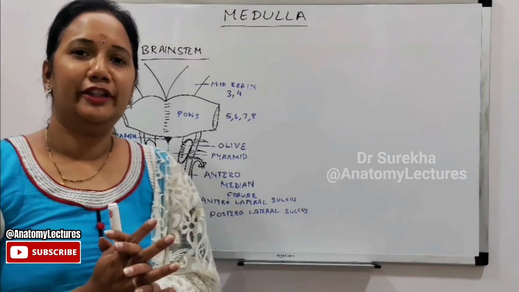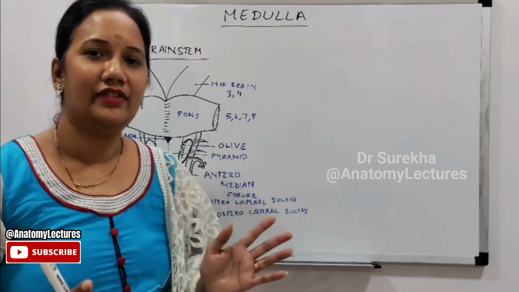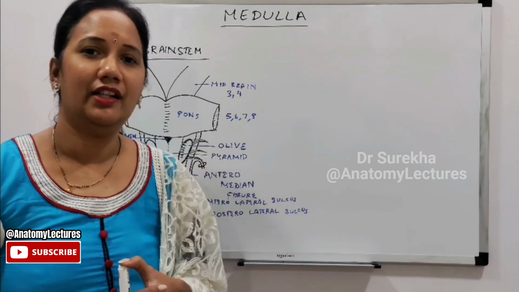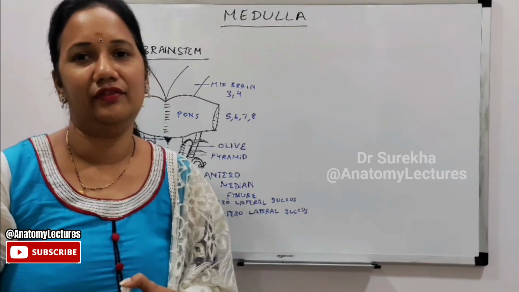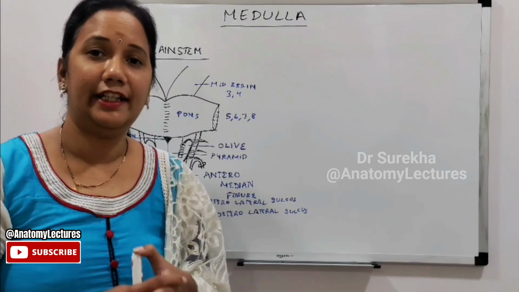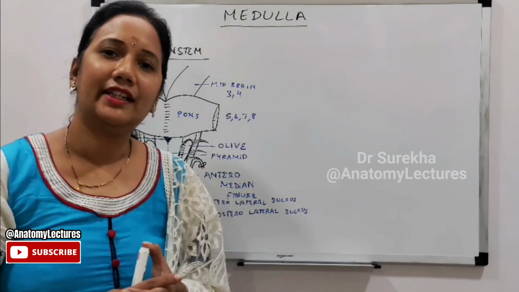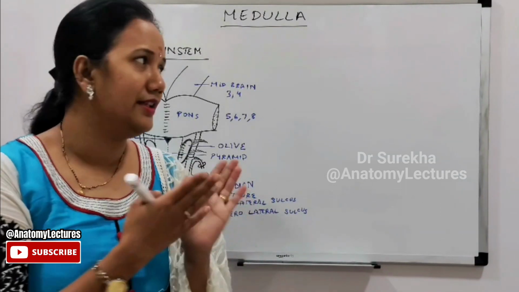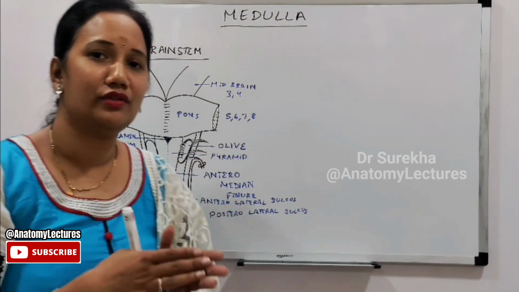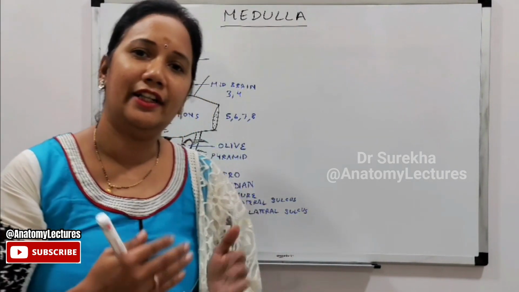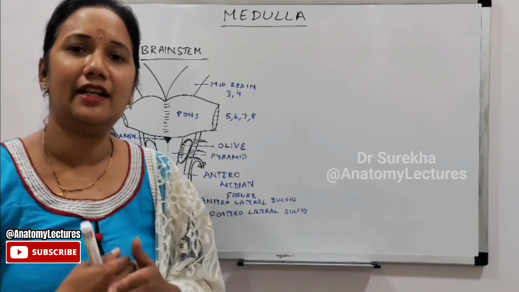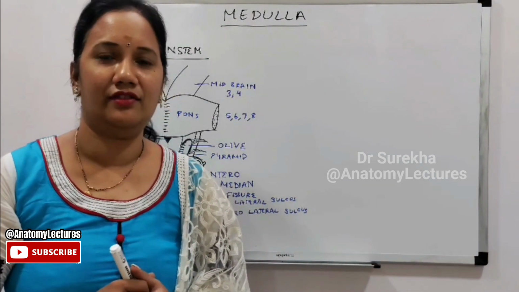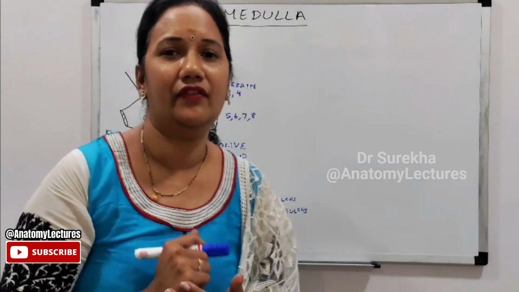Now that we have completed the external features and seen all the cranial nerves related to the medulla, moving on, we will have a look at the internal structure of the medulla. To look at the internal structure, we will take cut sections at 3 different levels, because the medulla is not the same throughout. It has a closed part and an open part, and different nuclei are present at different levels. So in order to discuss the internal structure, we will take sections at 3 different levels.